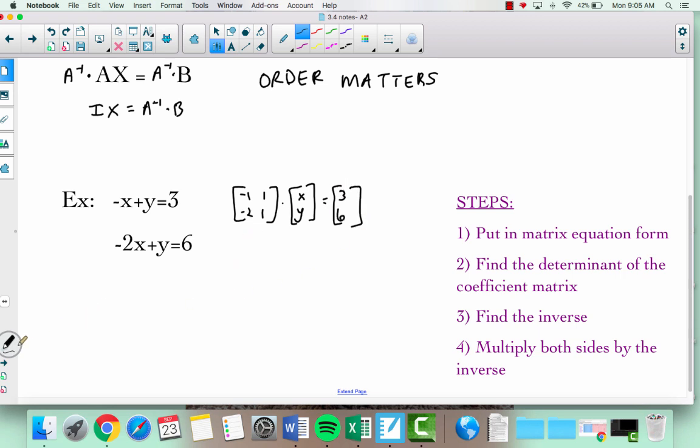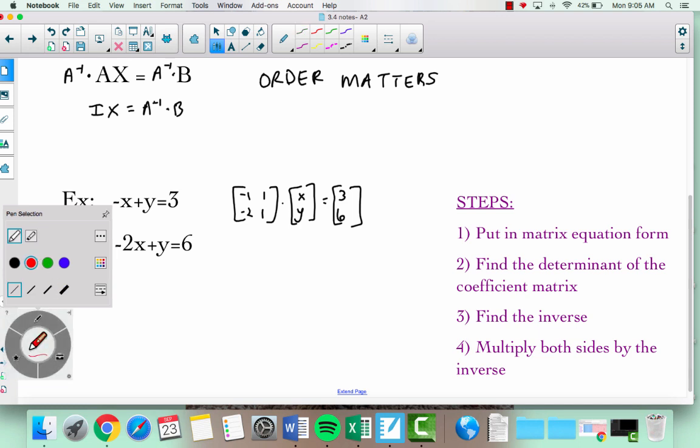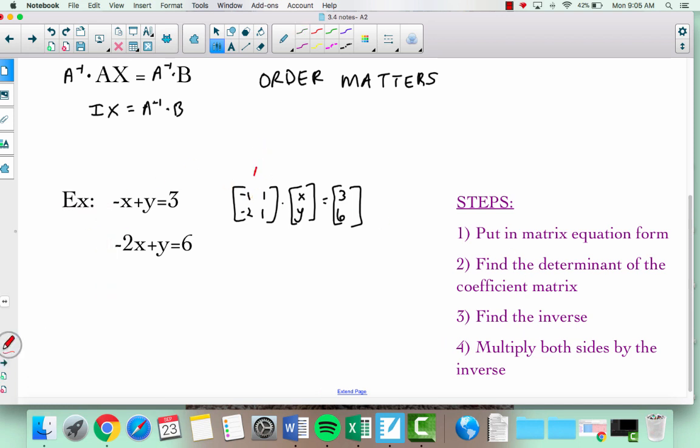Then step 2 says to find the determinant of matrix A, or our coefficient matrix. So think of it in the same format that I just showed you in the example above. So I'm going to find the determinant of A. Remember, we multiply the main diagonals and then the other diagonal, and then we subtract bottom minus the top. And that's going to give us a positive 1. So our determinant is 1, so we've now done these 2 steps.